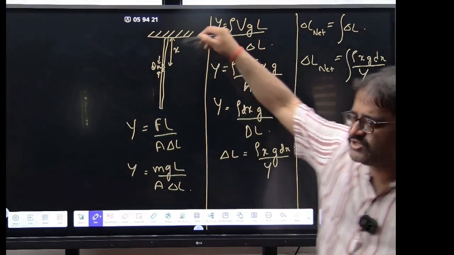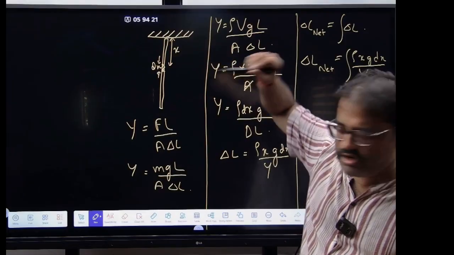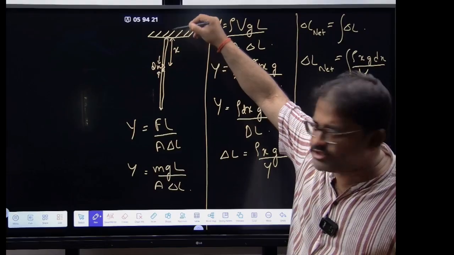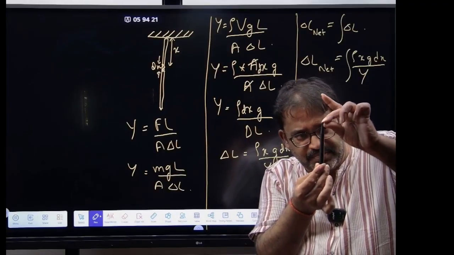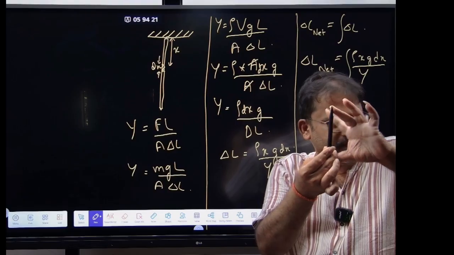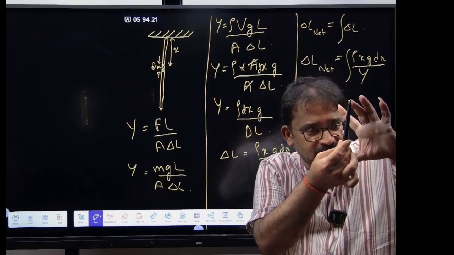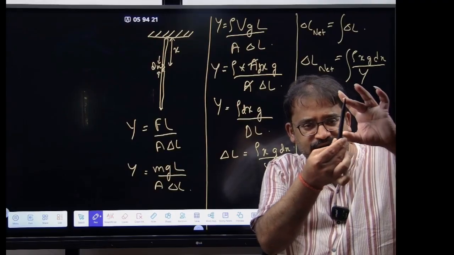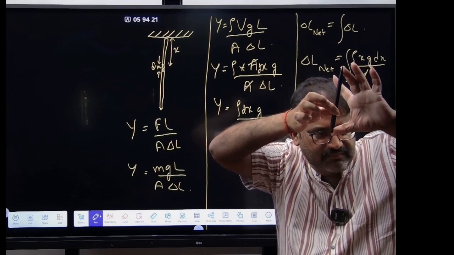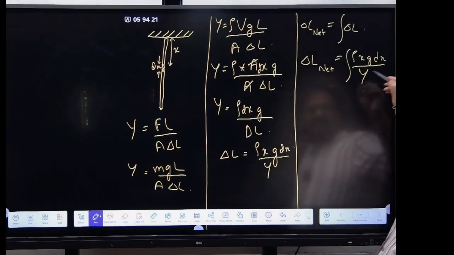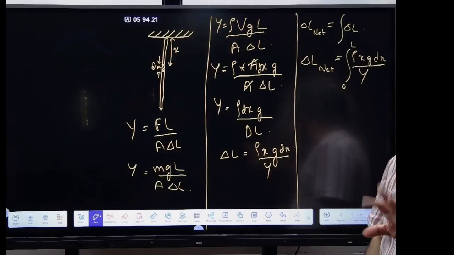Now where does the x change from, children? X changes from this position to this. What is this position now? 0, because this changes from this point to this point. Are you getting that? This point is 0. What is this point? L. X is somewhere here. We don't need that x. We need this x, the complete length. It is L. So therefore, this limit will vary from 0 to L.